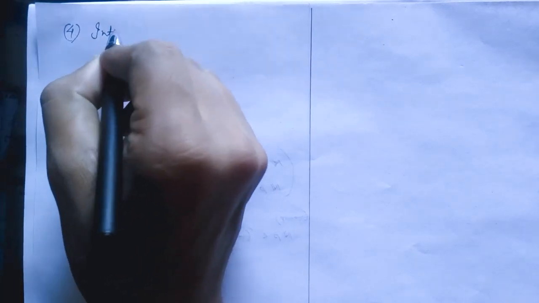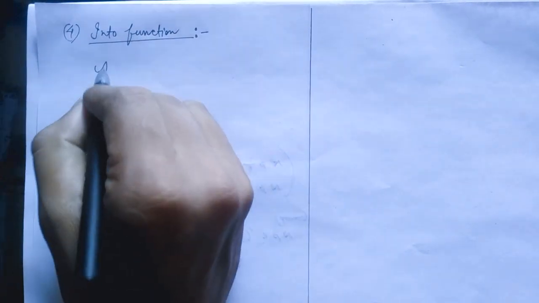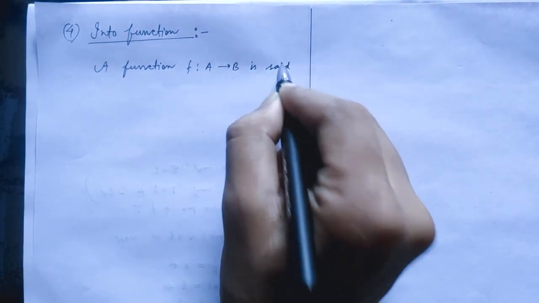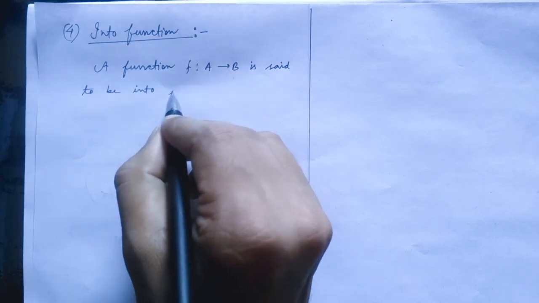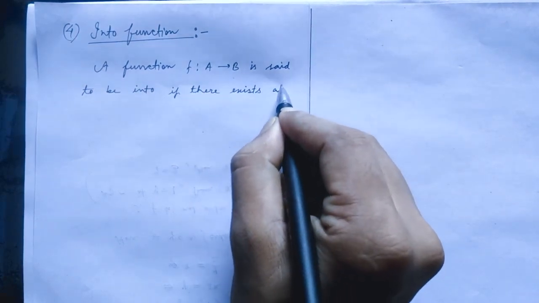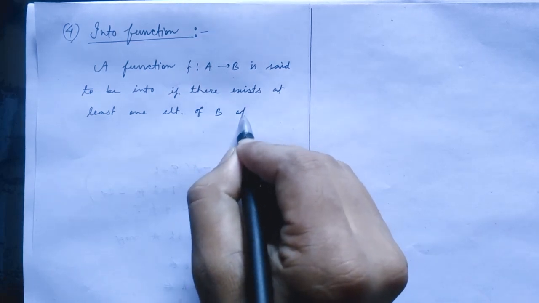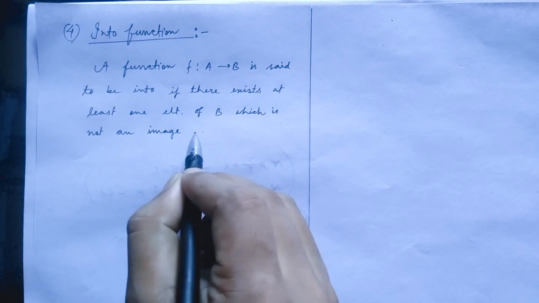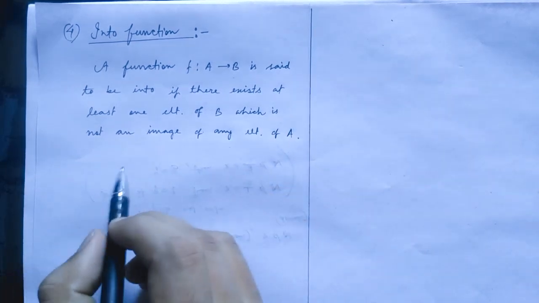Into function. A function f from A to B is said to be into if there exists at least one element of B which is not an image of any element of A.